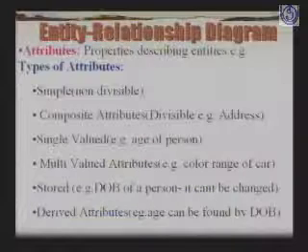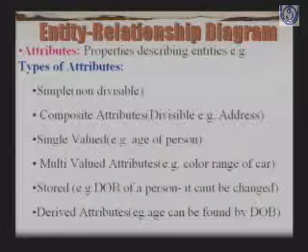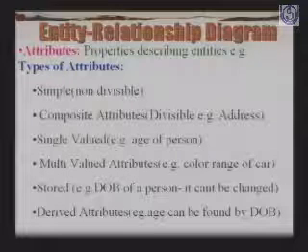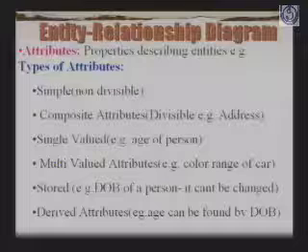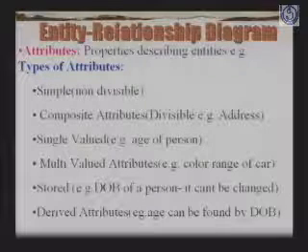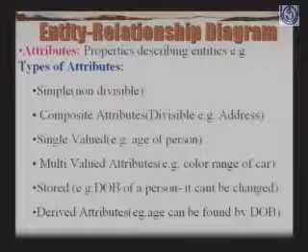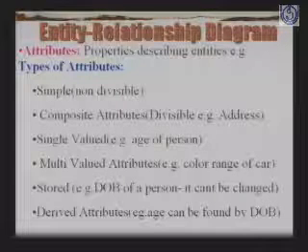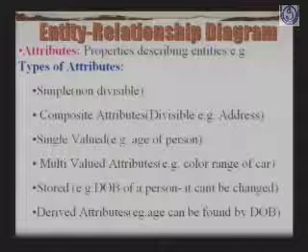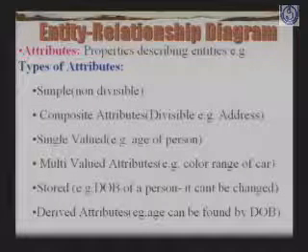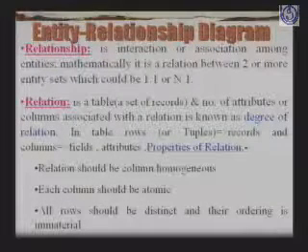Further, the attributes are also to be recognized. There are simple attributes and composite attributes. Simple attributes are attributes which are non-divisible, like your phone number, or simply a number. A composite attribute is, for example, your address: the house number, street number, country and all that stuff. And single valued attributes, like the age of a person, and these are some of the attributes. Further, relation, this is already discussed with you.